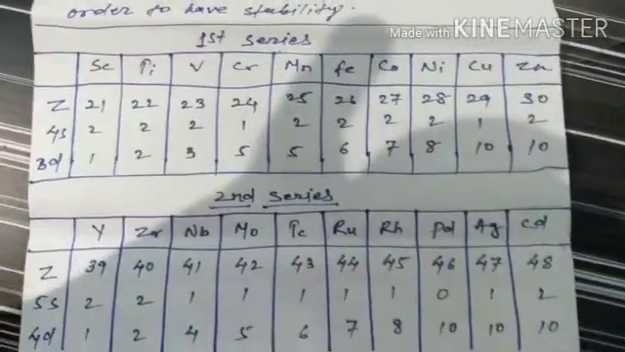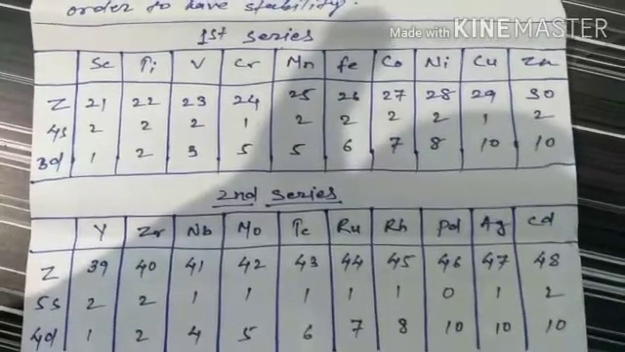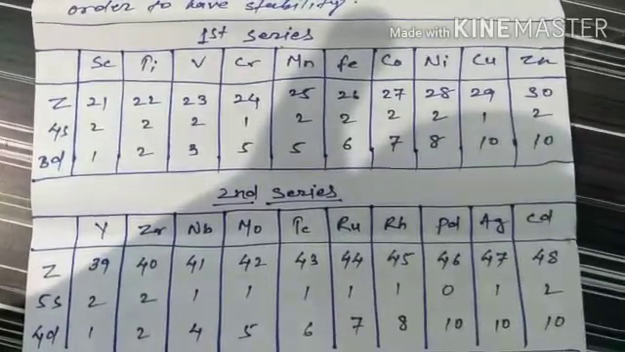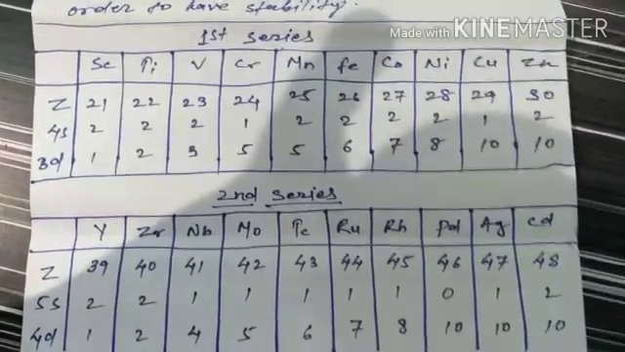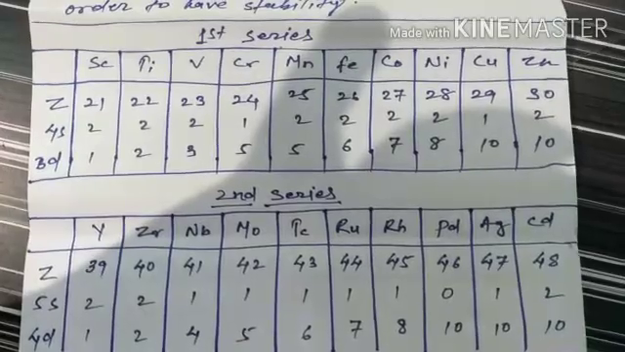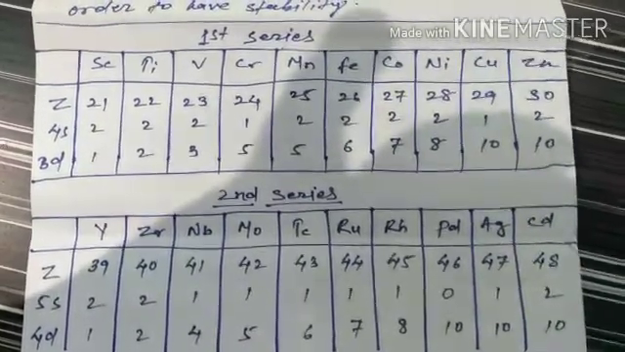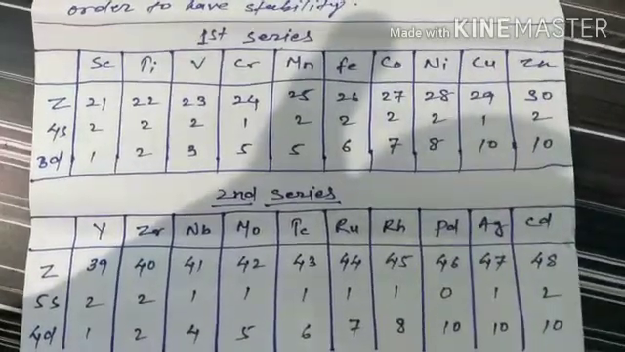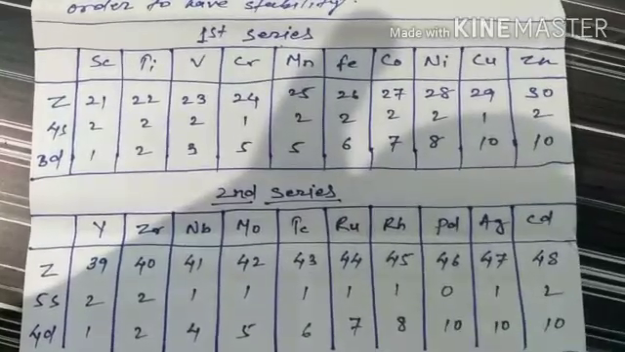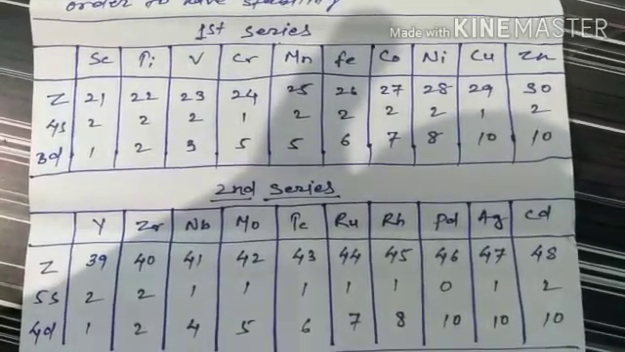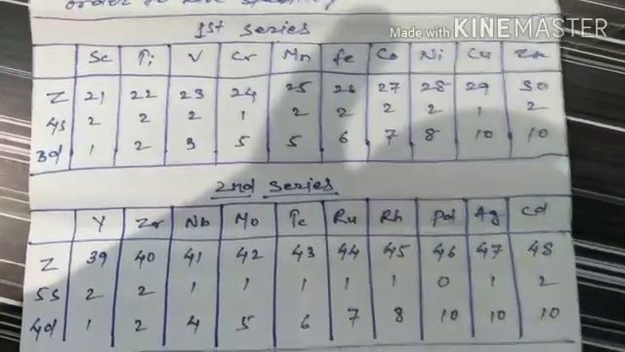D block elements are divided into 4 series. In the first series, elements lie from scandium to zinc. The atomic number of scandium is 21 and the atomic number of zinc is 30, meaning atomic numbers 21 to 30 lie in the first series.